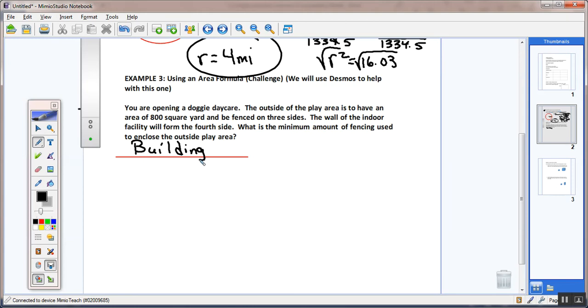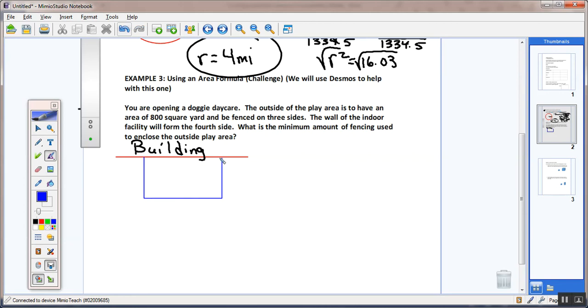Okay, and it says the outside of the play area is to have an area of 800 square yards fenced on 3 sides, okay? Now, this is kind of a tough one, but we're going to have to make some assumptions about this problem, all right? I'm going to make an assumption that they're going to use 3 sides of fencing right here to form a play area.